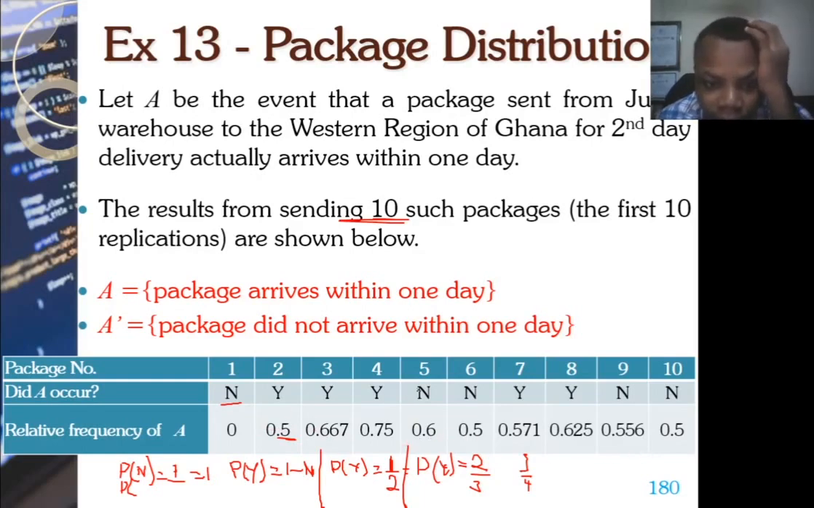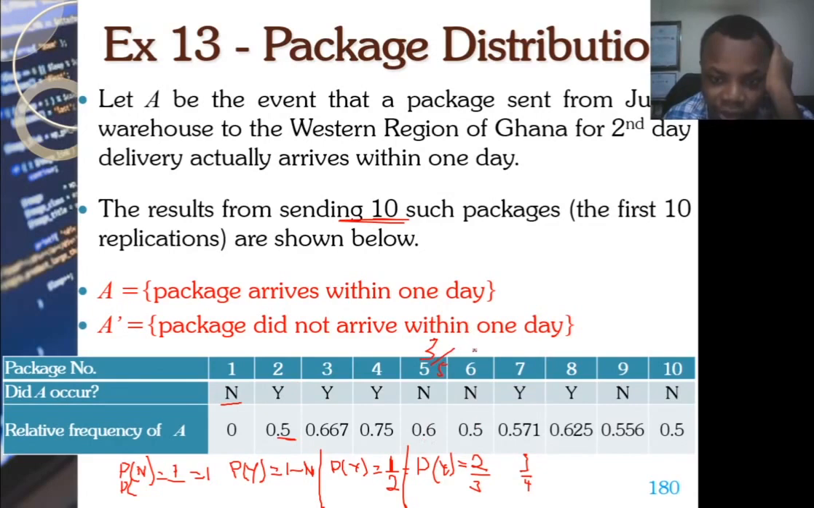Now out of the 5 packages, we have 3 packages arriving within 1 day. So it means that we have 3 yeses. So the probability of package 5 will be equal to what? We have 3 yeses, so it will be 3 divided by 5, and that is just going to give us this probability.